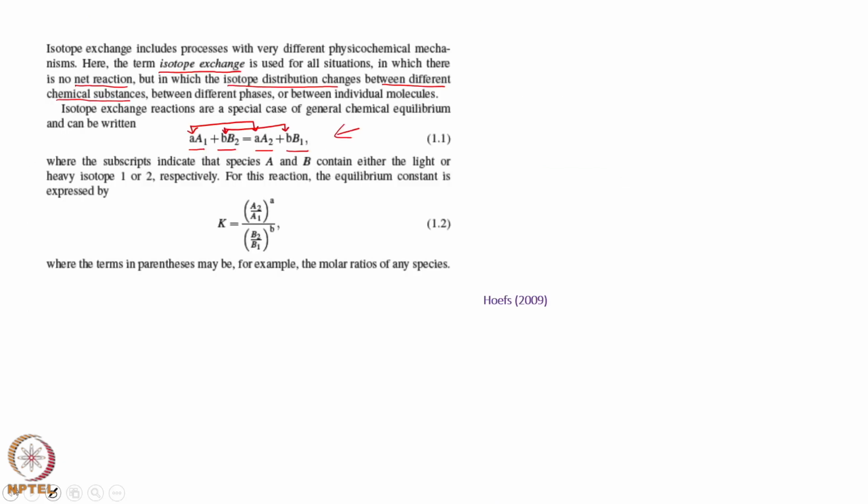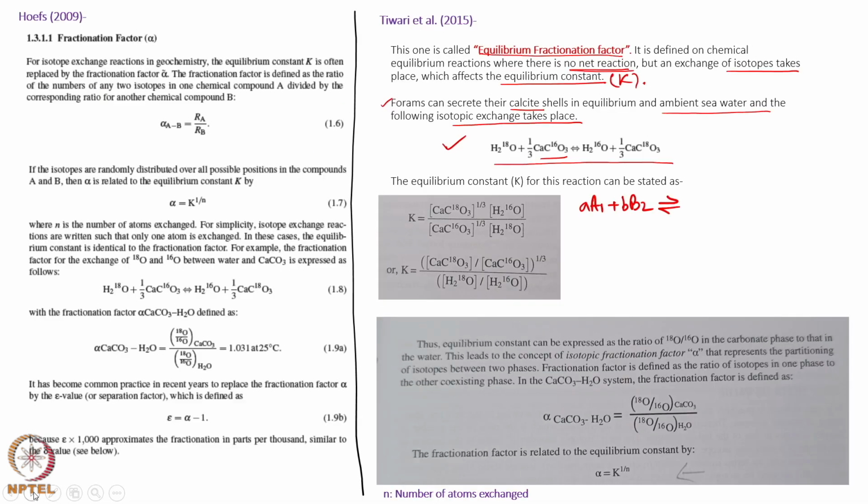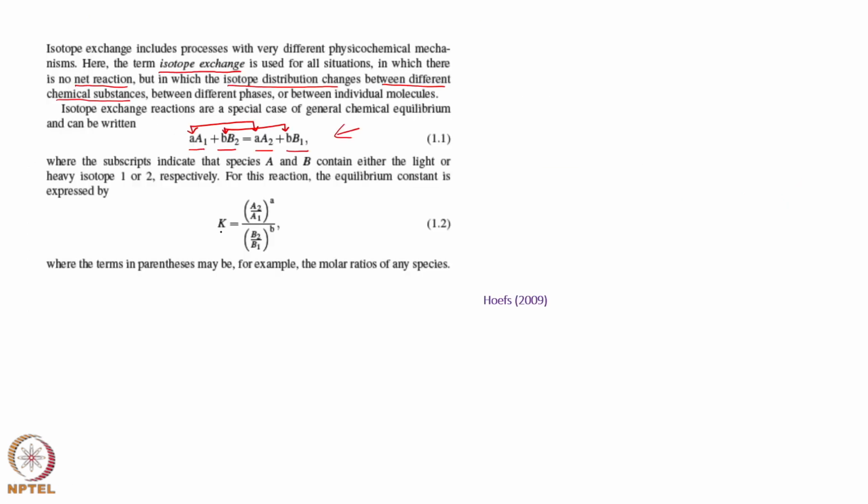Let me write the general equation: AA1 plus BB2 equal to AA2 plus BB1. So, here comparing between these two, small a is equal to 1, small b equal to 1/3, and a and b remain the same, they do not change. Here 1 has come over here and 1/3 has come over there. Now, we can define the equilibrium constant K in this way: A2 divided by A1 to the power a, B2 divided by B1 to the power b.